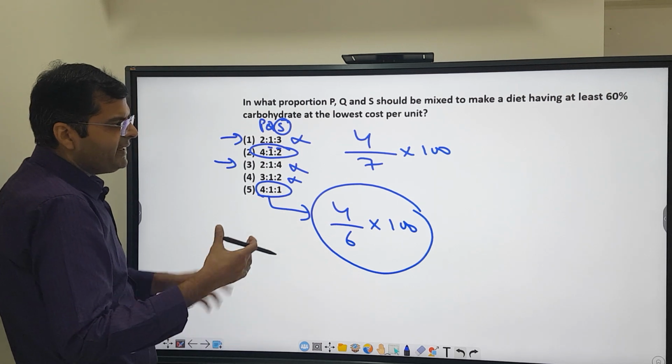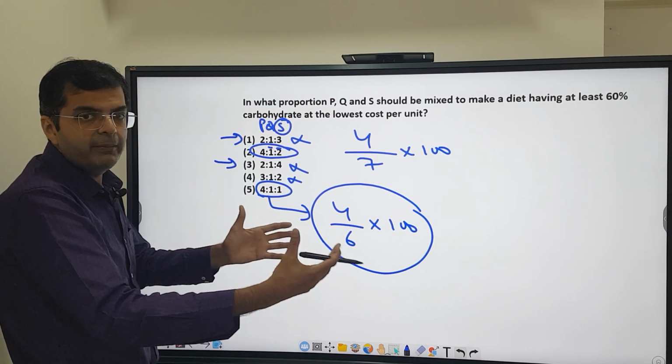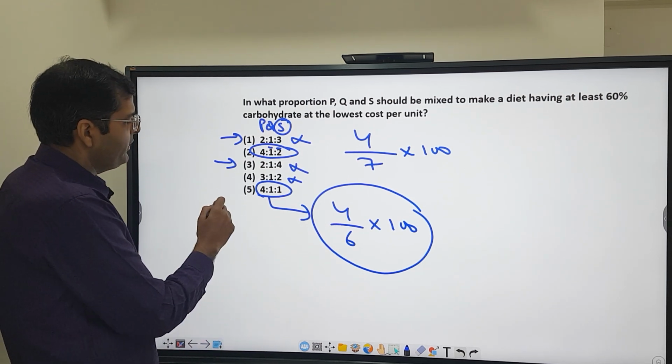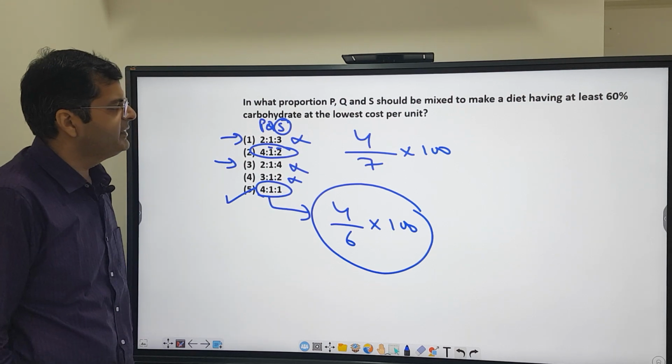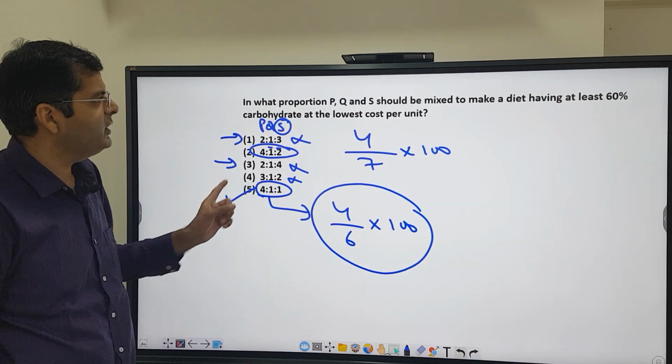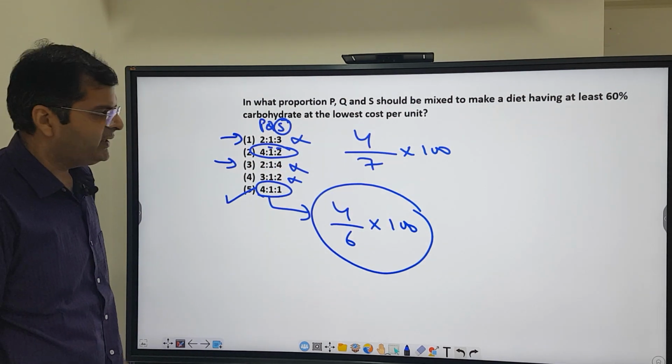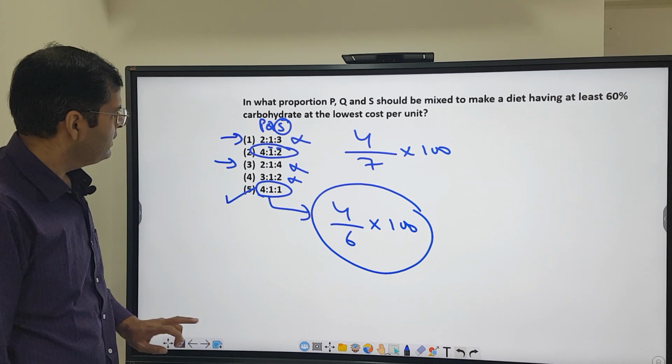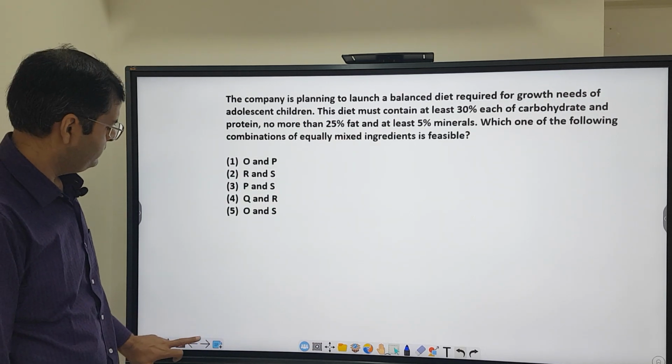Why do we have to take P as higher value in terms of percentage? Because P is the cheapest. So answer option 5 will be the correct answer. That will give you the lowest cost. So that's how you solve this one. Now we'll look at the next question.